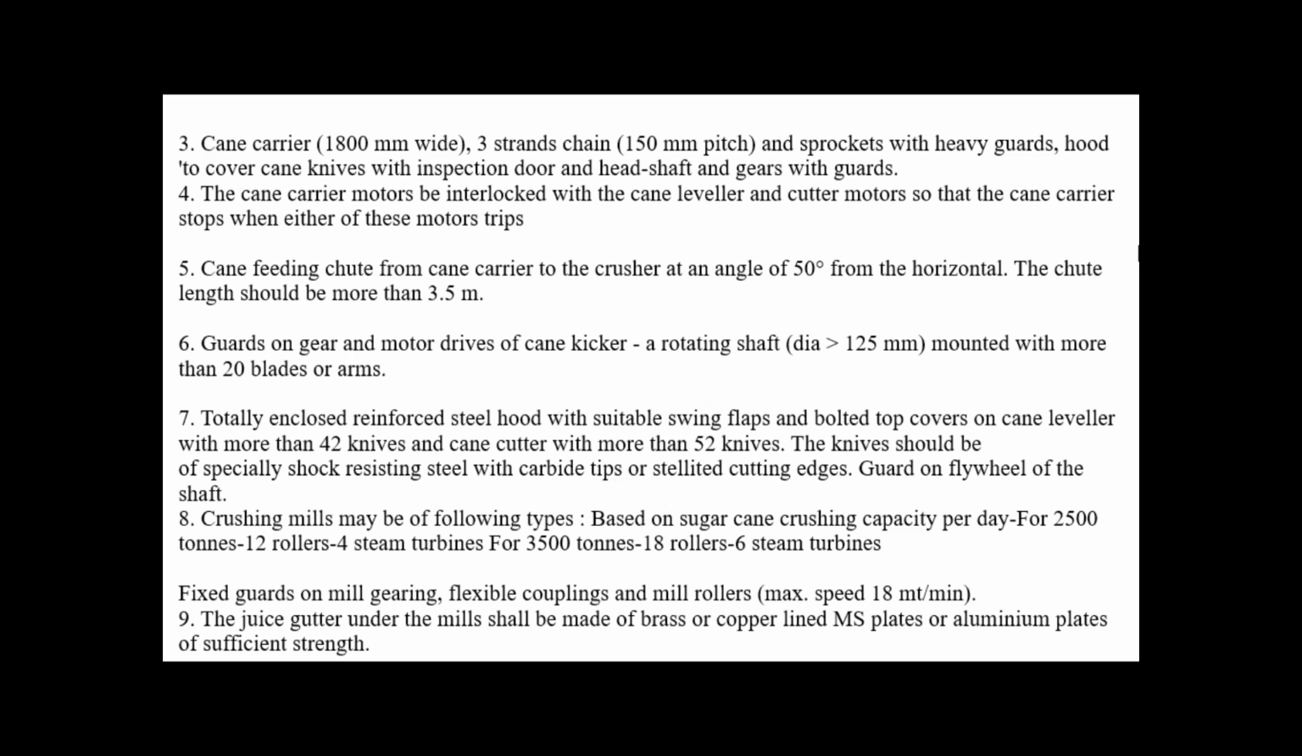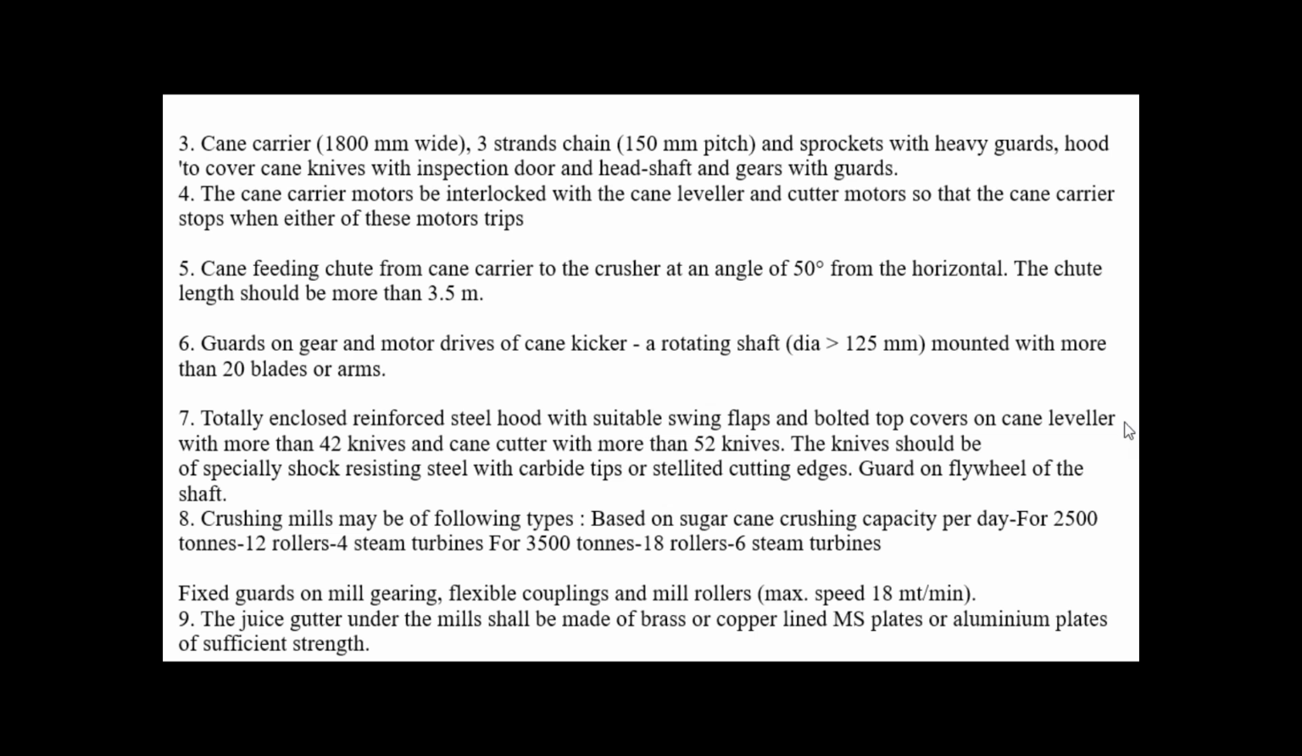So this is another method to stop these cutters or the motors. Then we can opt for sensors also. Then cane feeding chutes from the cane carrier to the crushers at an angle of 50 degrees from the horizontal. The chute length should be more than 3.5 meters, with guards on gear and motor drives of the cane kicker, a rotating shaft mounted with more than 20 blades or arms. So total enclosure is the main requirement in the sugar industry.